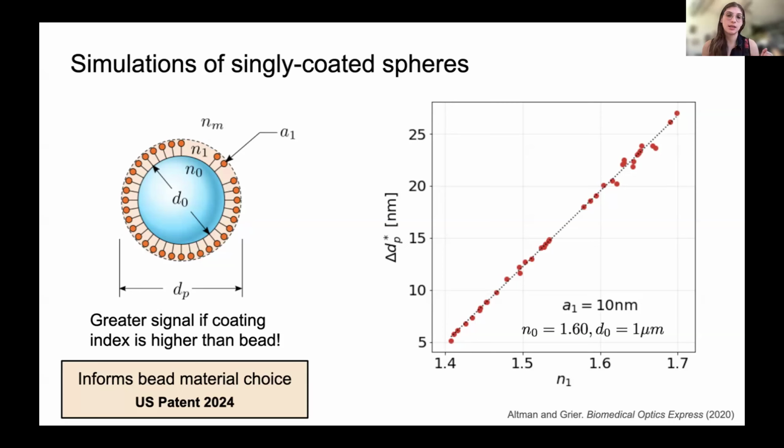And I also want to mention that this diagnostic test was awarded a US patent last year for this work.